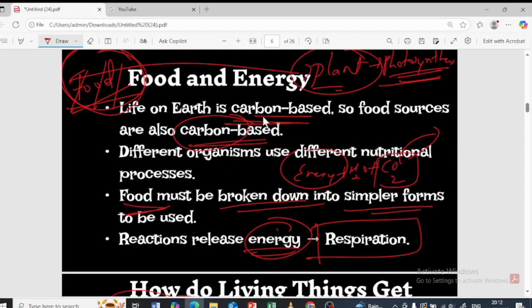We get the energy from the carbon based food, and this carbon based food is prepared by the plants, because they prepare their own food by the process of photosynthesis, and we feed on them. Then that food is broken down into simple forms and energy is produced. That process is called respiration.